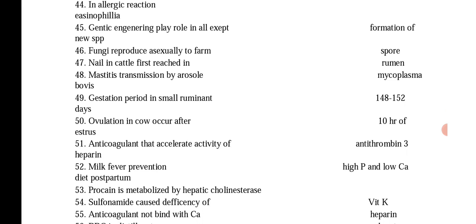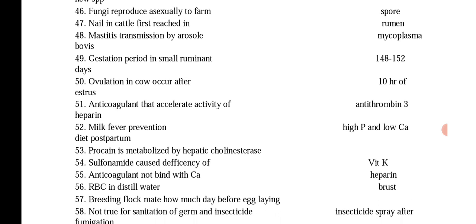Fungi reproduce asexually to form spores. Spores are formed when fungi reproduce asexually. Anything that is eaten by cattle first reaches humans. Mastitis is transmitted by aerosol. The causative agent is Mycoplasma bovis.